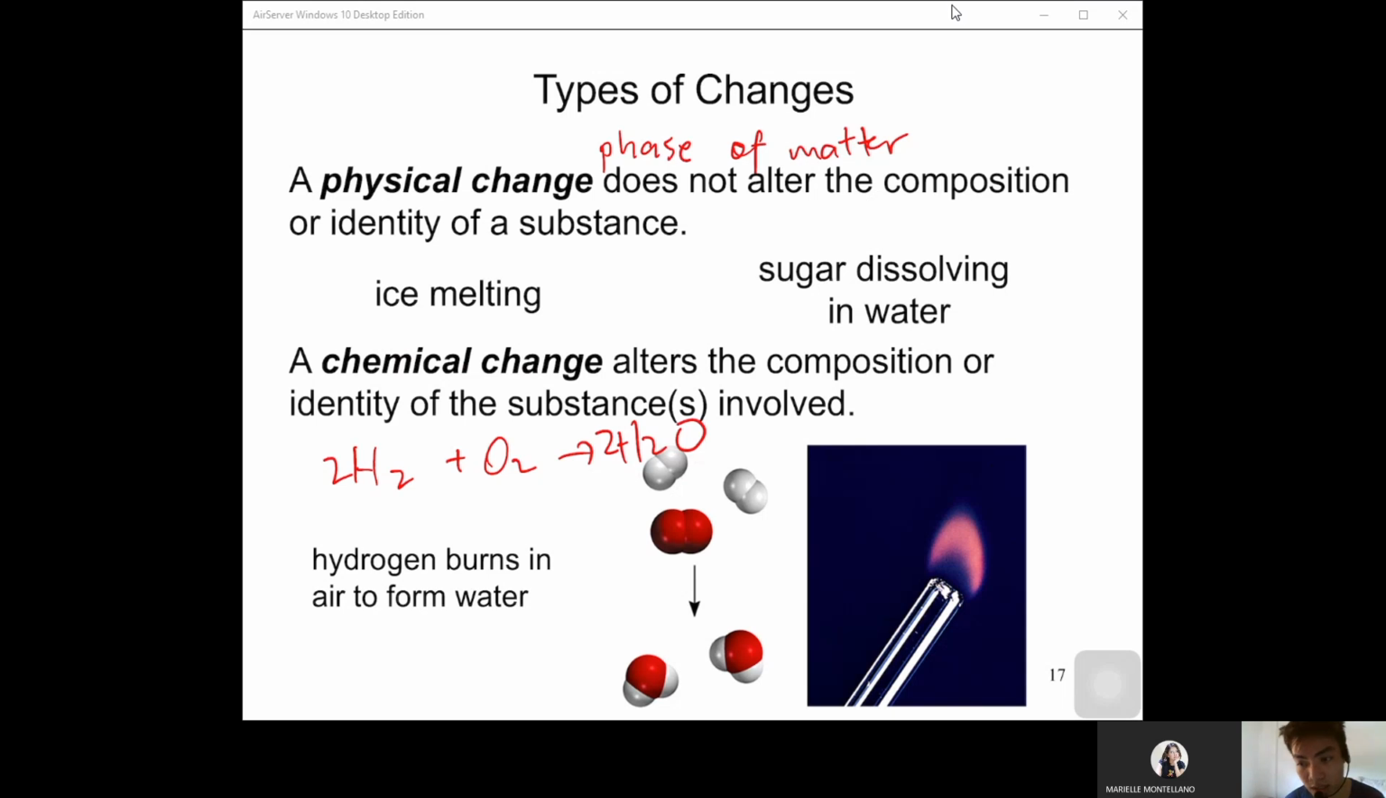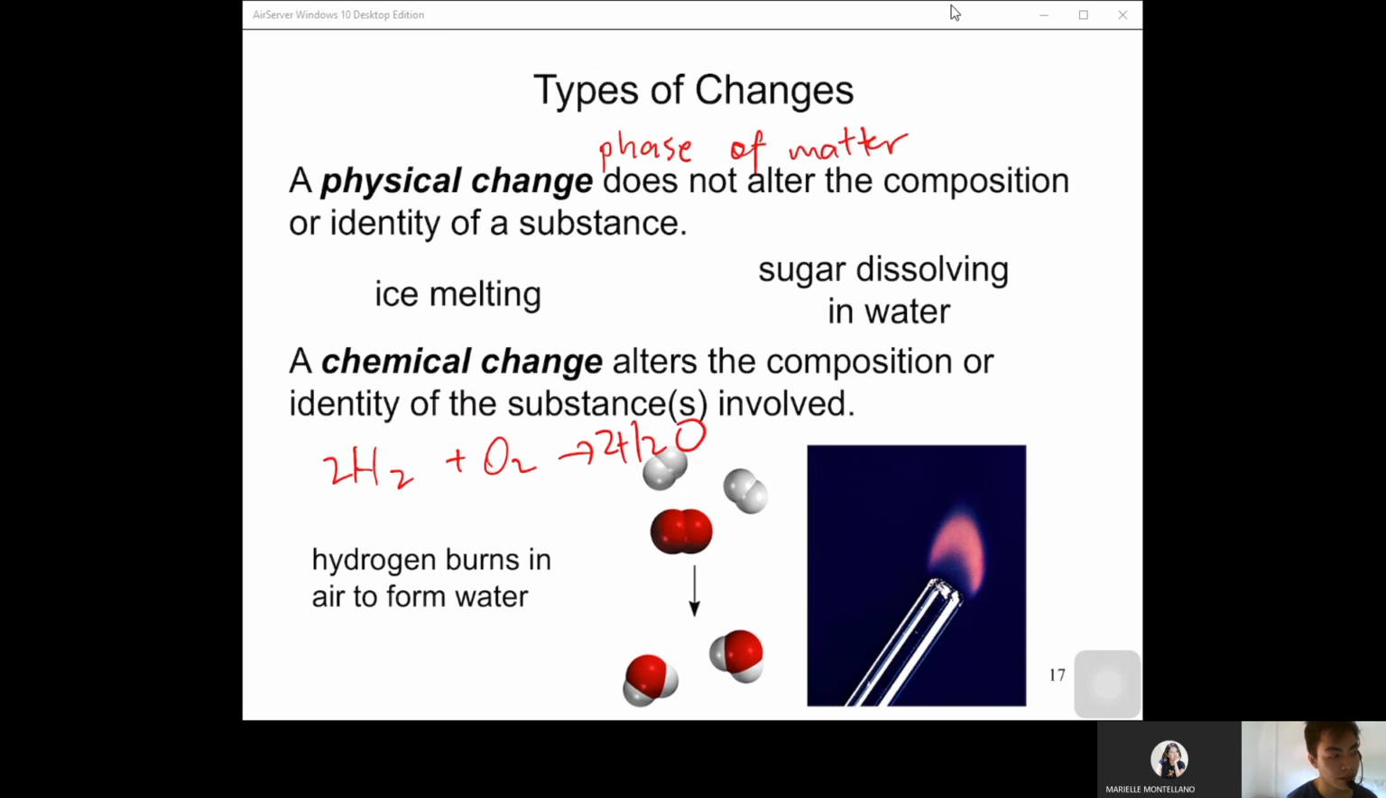So again, we have two types of changes in chemistry. We understand matter based on their changes. Physical change, nagbabago lang yung itsura. Nagbabago lang yung phases niya. But you do not change the chemical formula. For chemical change naman, you are changing the identity, kung ano yung formula ng iyong substances. And this is usually accompanied by chemical reactions, chemical formulas, so on and so forth.